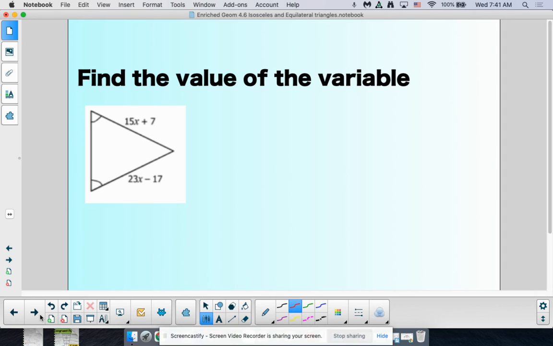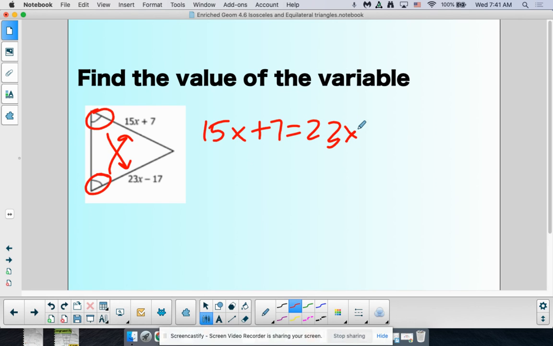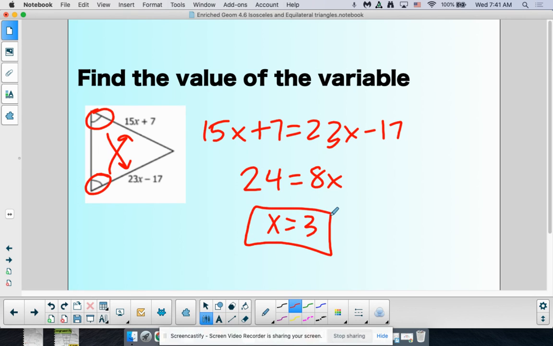Now we'll finish up with some easy problems here. Find the variable. We can do this. Hopefully you're thinking this is isosceles because they have two base angles the same. So then I would know that these are the same. So 15x plus 7 is congruent to 23x minus 17. Get your x's to one side and your numbers to the other. So we'll have 24 equals 8x. x is equal to 3. Done.